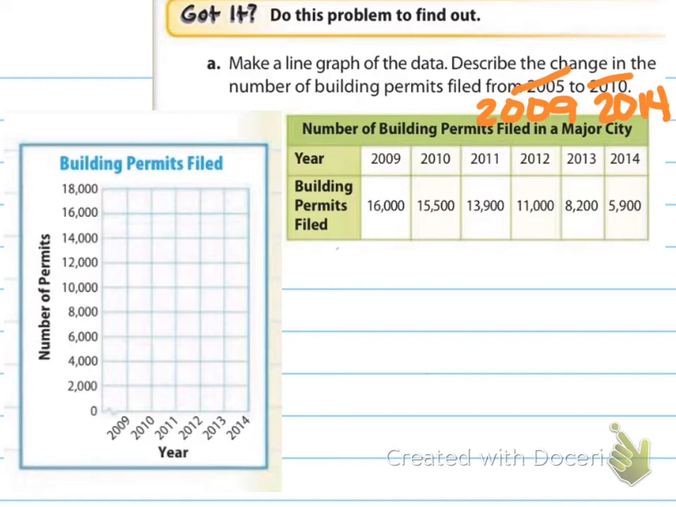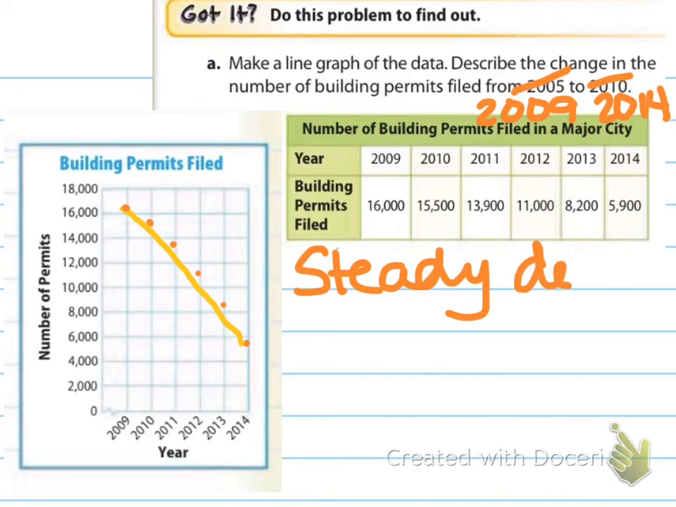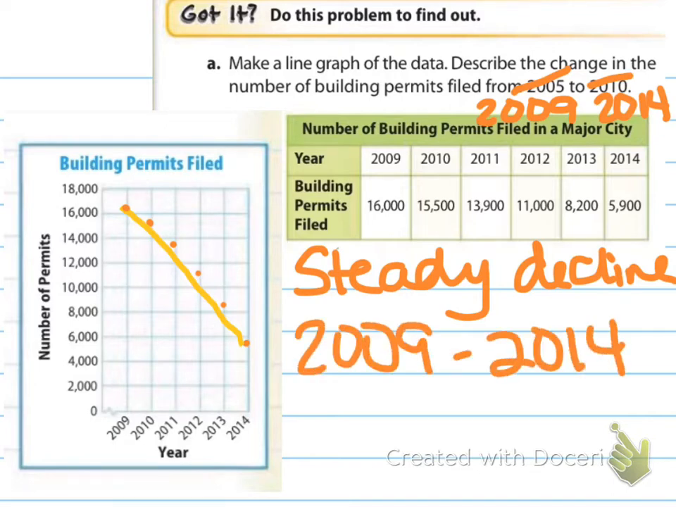So go ahead and pause the video now and plot those points. And we'll talk about the description in just a moment. All right, so here is my graph. Now, to describe what's happening here, you'll notice that it's a steady decline. There's a steady decline in building permits being filed in major cities from 2009 to 2014.